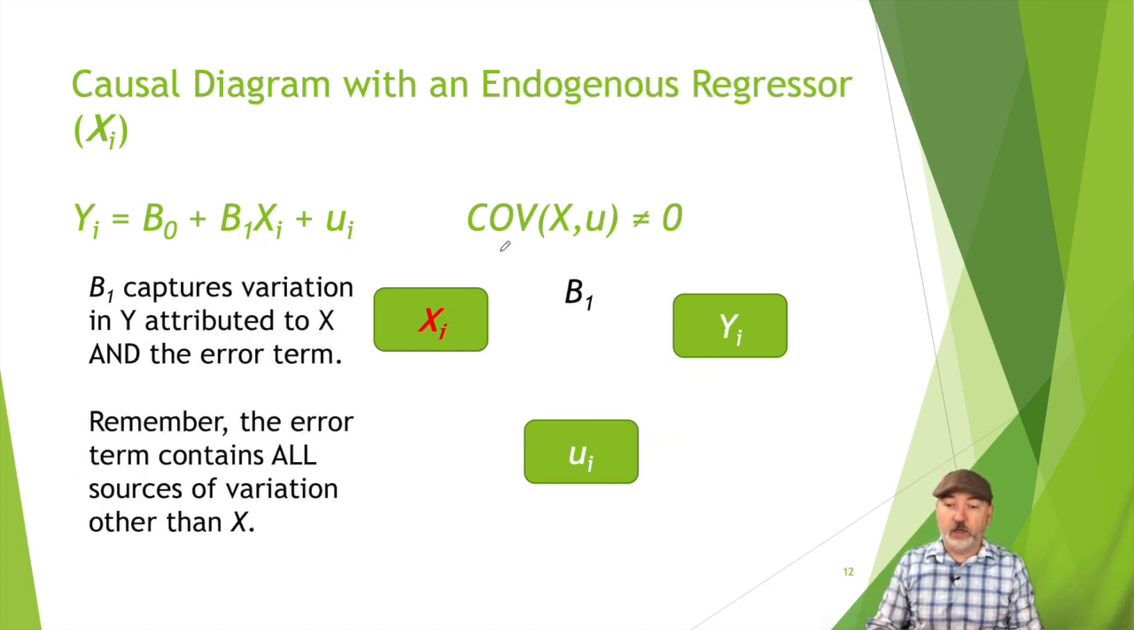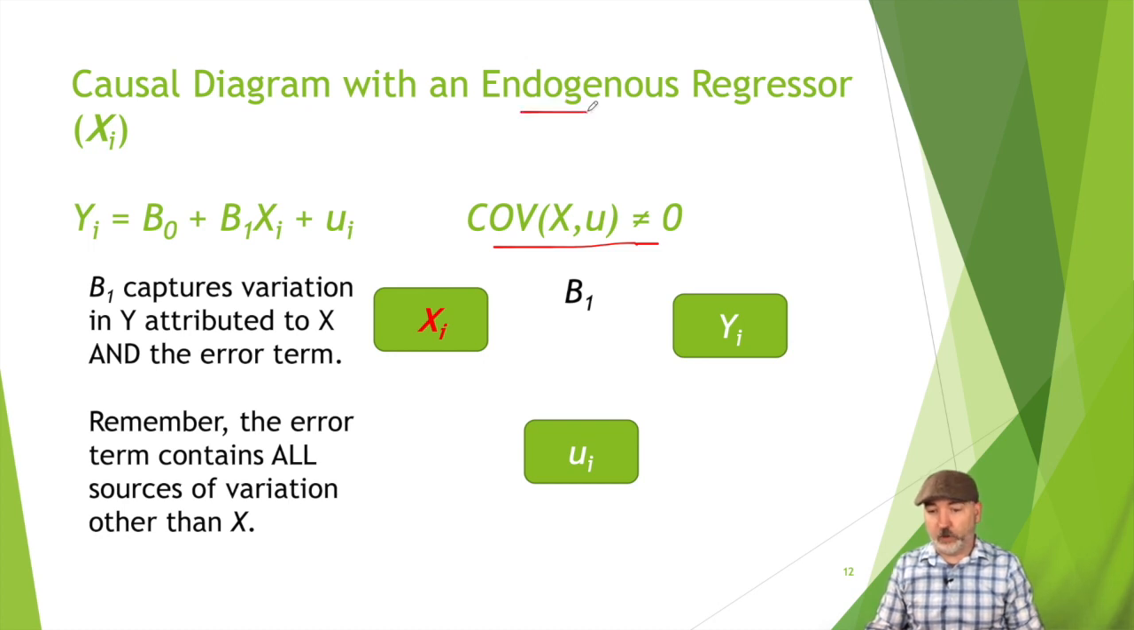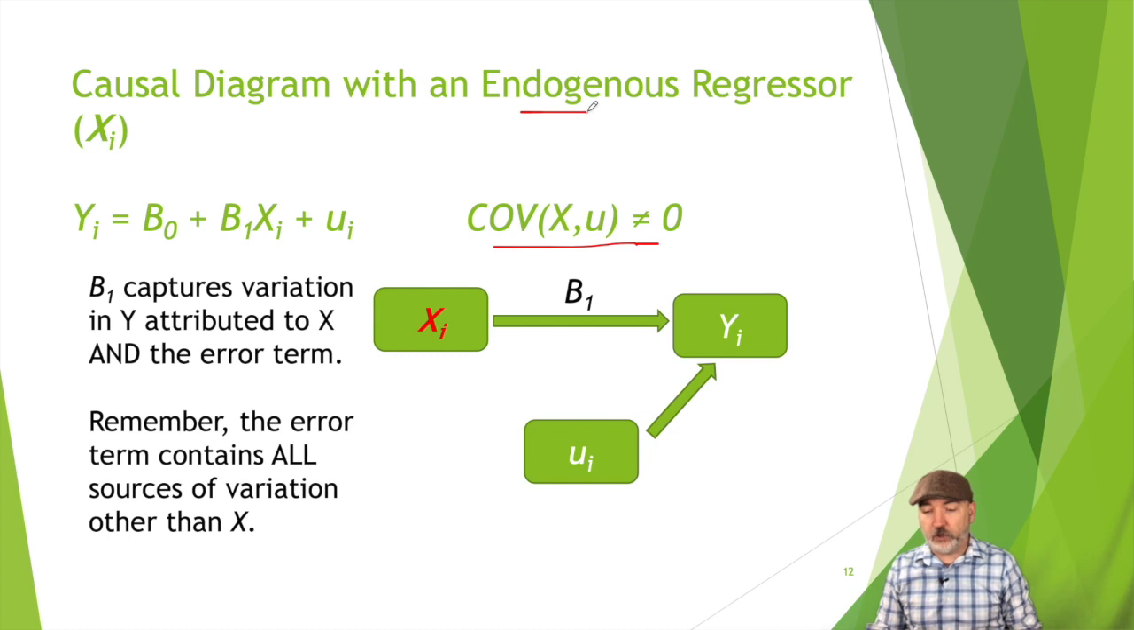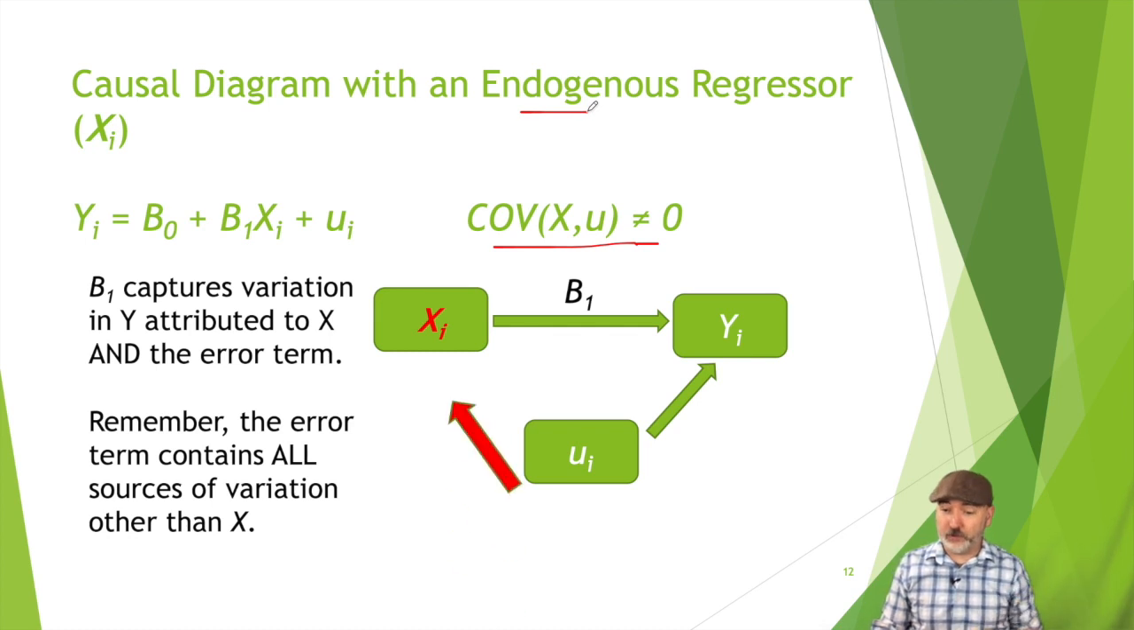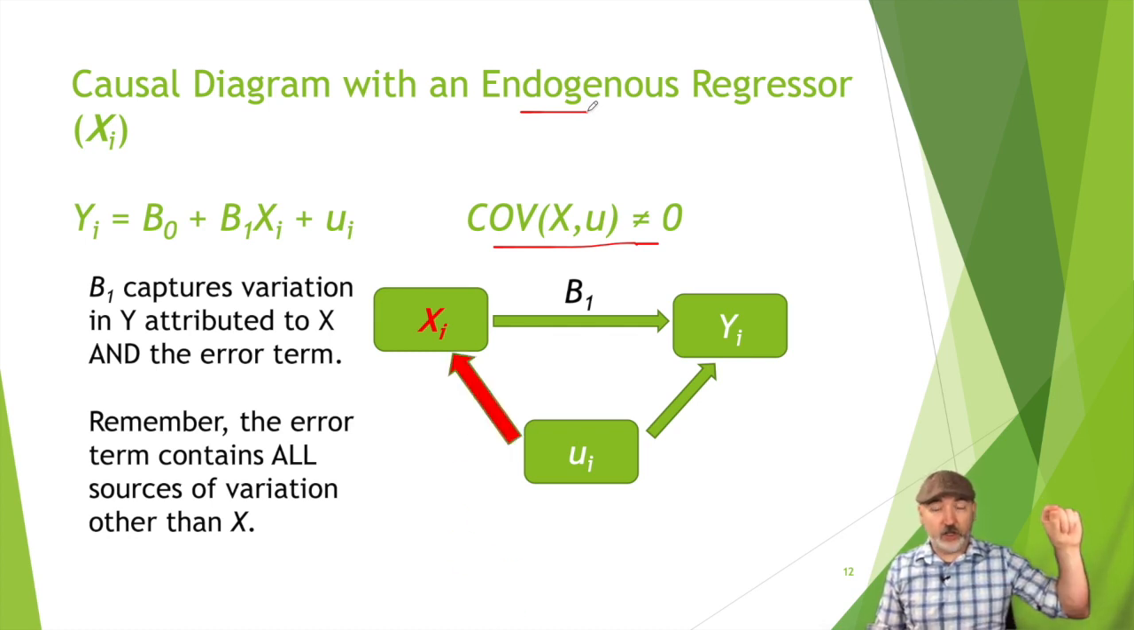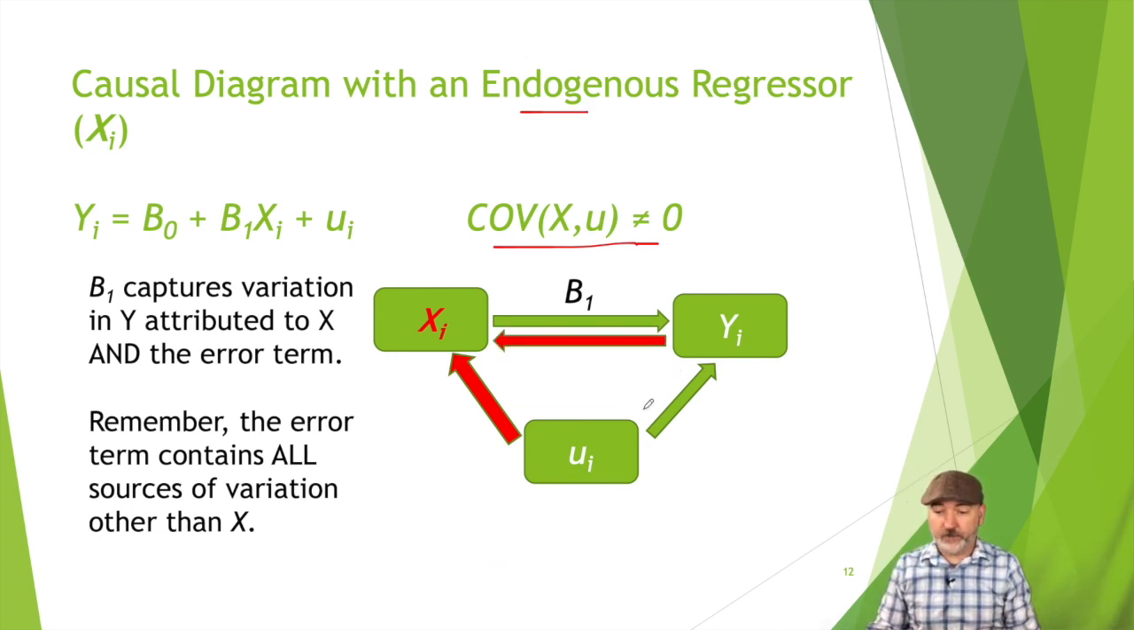Here's the problem. What happens when x is now an endogenous regressor? We have violated assumption 3, and now the variation in y comes from x and the error term still, but there are other relationships happening. A change in the error term can affect x, or the error term can affect x through y. So we get what we'll call a reverse causality scenario.